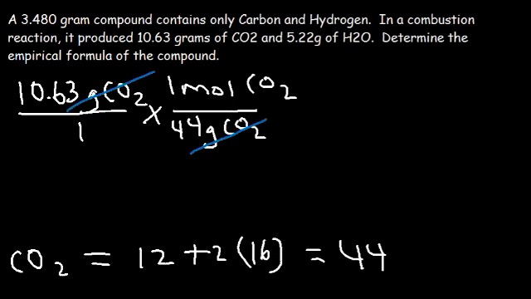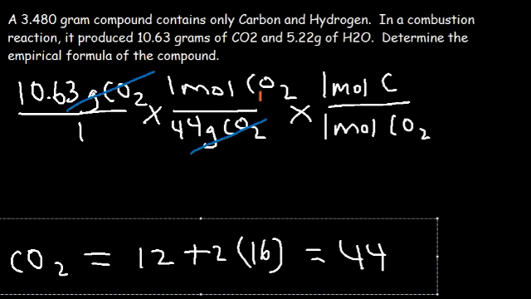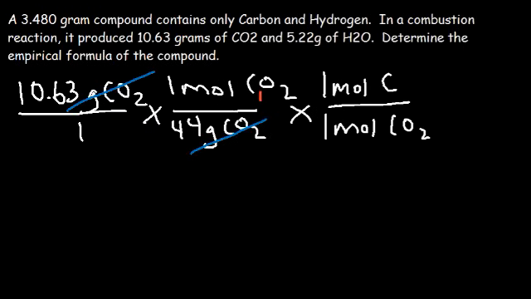Now we need to convert to moles of carbon. Notice that for every molecule of CO2, there's one carbon atom. So we can say 1 mole of carbon is equal to 1 mole of CO2. It's a 1-to-1 ratio. So now moles of CO2 cancels, and we can find the moles of carbon. So it's only going to be 10.63 divided by 44. And you should get 0.2416 moles of carbon.